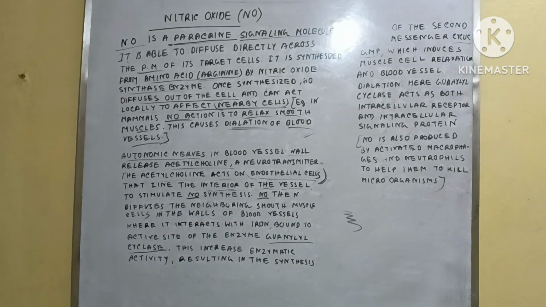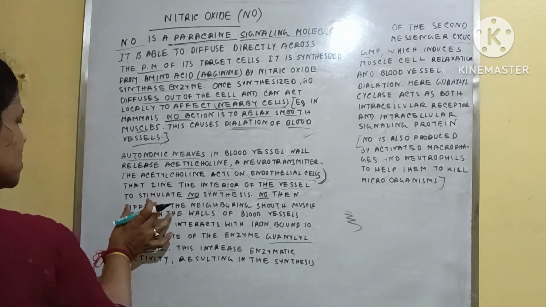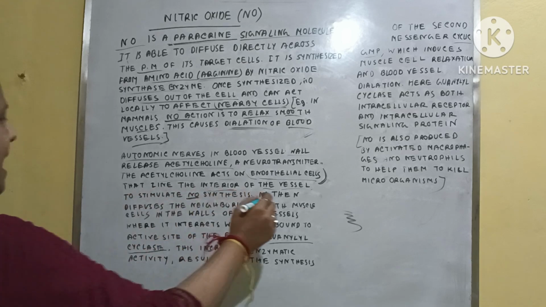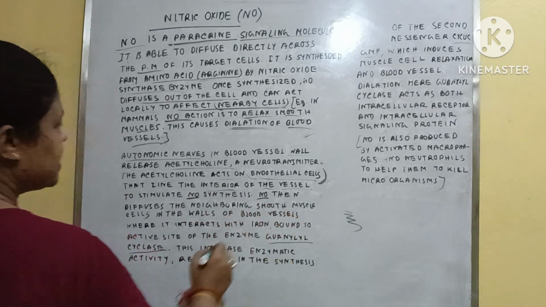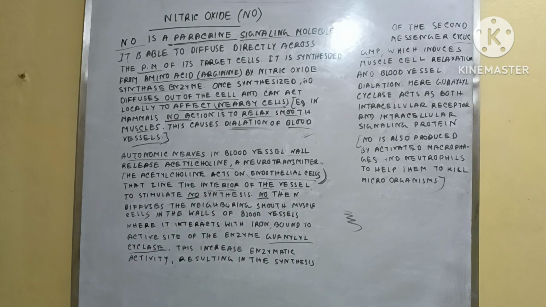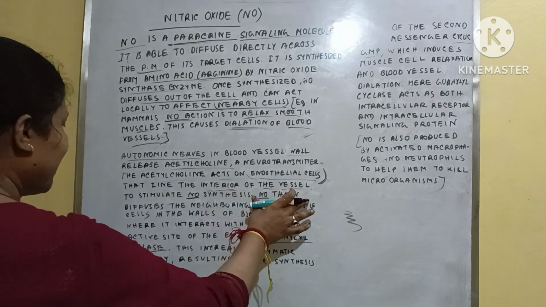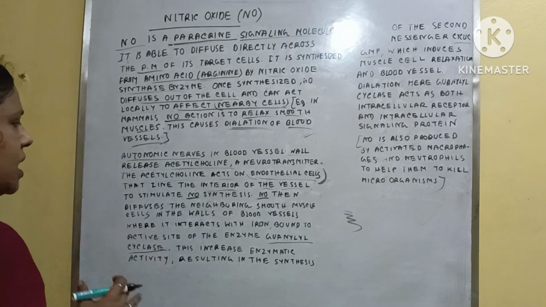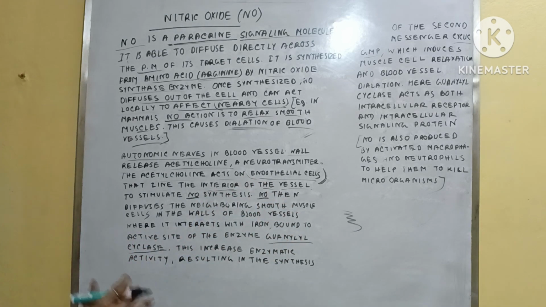What it is saying is where NO diffuses. It diffuses to the neighboring smooth muscle cells in the wall of the blood vessels. So from the blood vessels which are associated with the endothelial cells, the smooth muscles attached with the blood vessel wall, this area is very important for the diffusion of the NO.